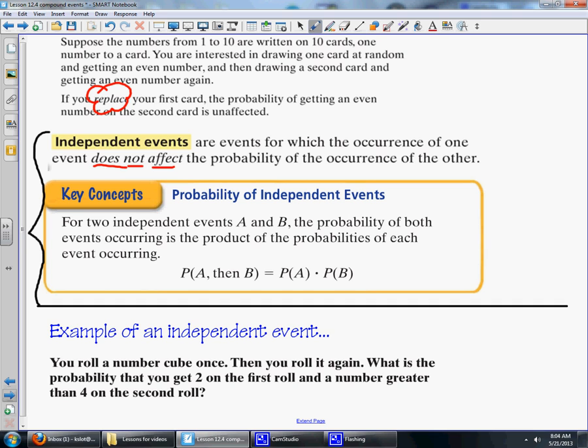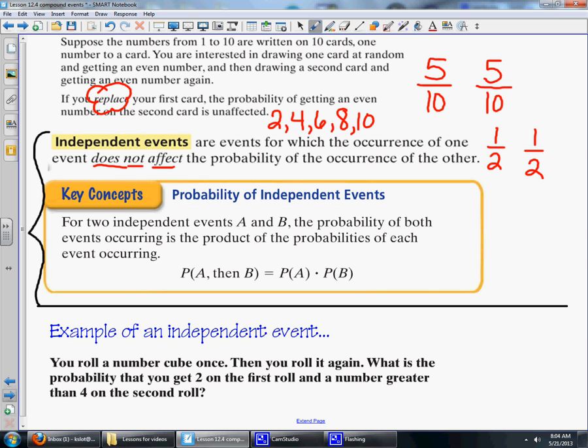So if you draw a card at random, you would have a 5 in 10 chance of picking an even number, because you could pick 2, 4, 6, 8, or 10. Once you pick that card, if you put it back into the pile and mix them up again and pick again, you still have the chance of picking 2, 4, 6, 8, or 10. So the probability the second time of drawing an even number is 5 out of 10, which both of those are 1/2.